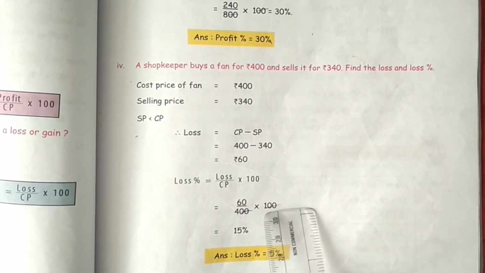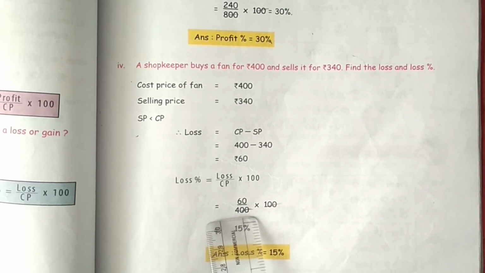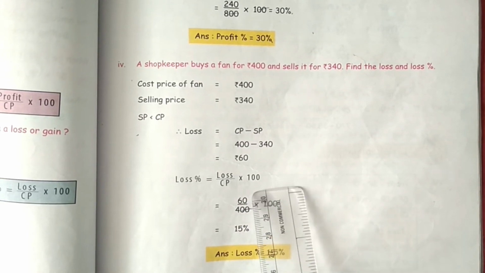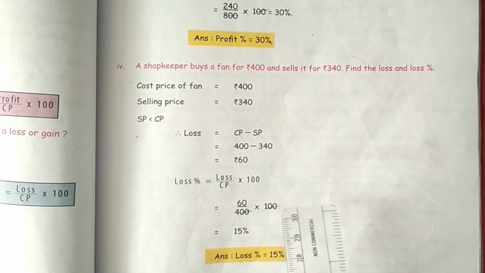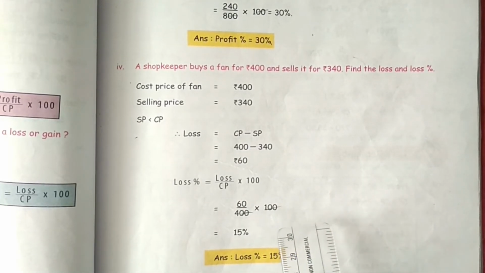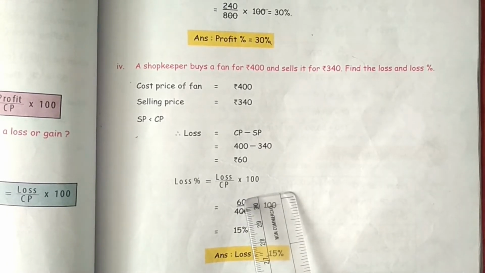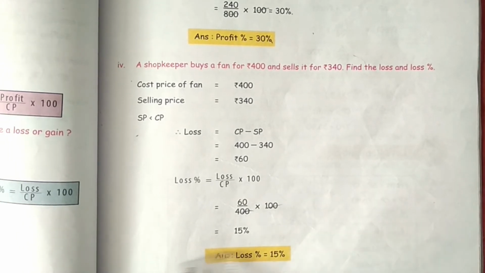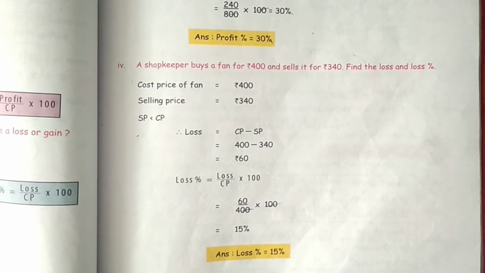Now cancel the zeros. In 100 two zeros cancel, and in 400 cancel these two zeros. Now the remaining number is 60 divided by 4. So how many times does 4 go into 60? In the 4 table, it is 15. See here, 15 fours are 60, or 4 15s are 60, right? So the percentage is 15. So what is the loss percentage? It is 15%.